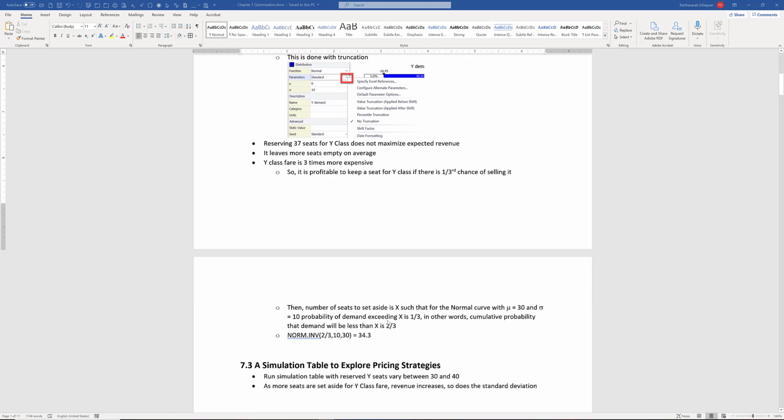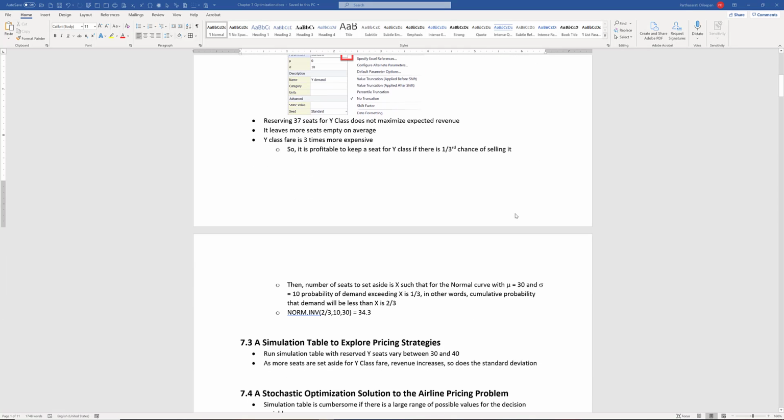So then the number of seats set aside for X such that mu is 30 and sigma is 10, which is for the Y class. Okay, so then you need a normal curve such that the upper tail has a probability of 1/3. If the probability that the demand will exceed that particular level is 1/3, then selling one more seat will be greater than 1/3 from that level. So the cumulative probability will be 2/3 at that point of transition.